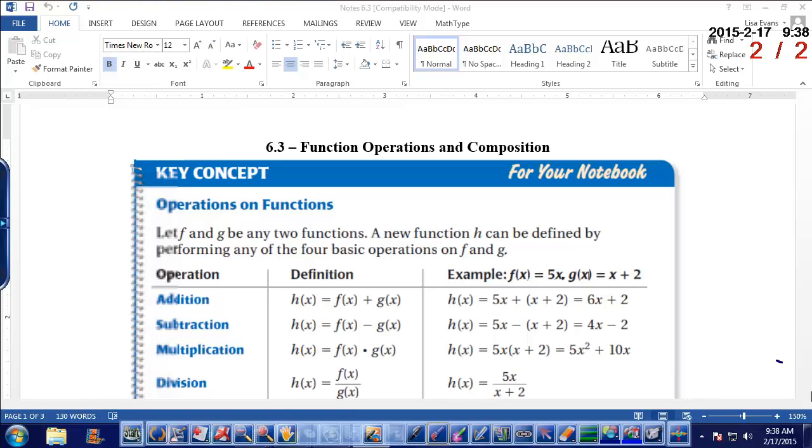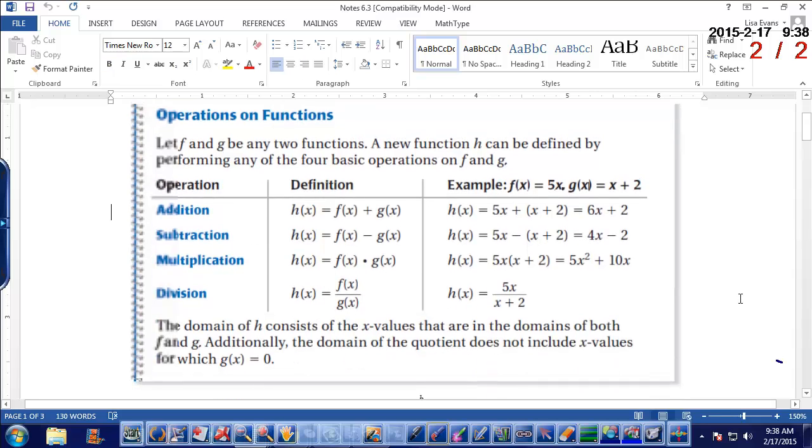Hello, today we're doing section 6.3, function operations and function composition. We're going to start off with operations. Let f and g be any two functions. A new function h can be defined by performing any of the four basic operations, which would be adding, subtracting, multiplying, and dividing. The trickiest part about today is actually going to be finding the domain of these functions.